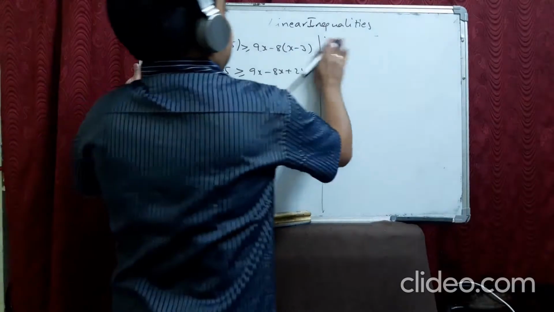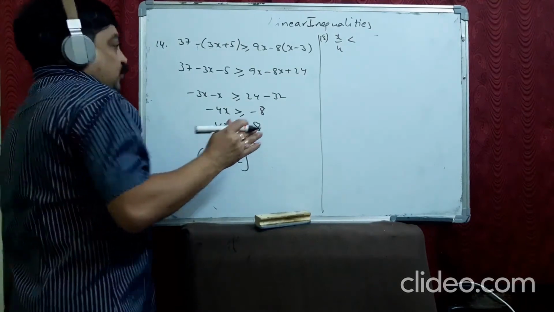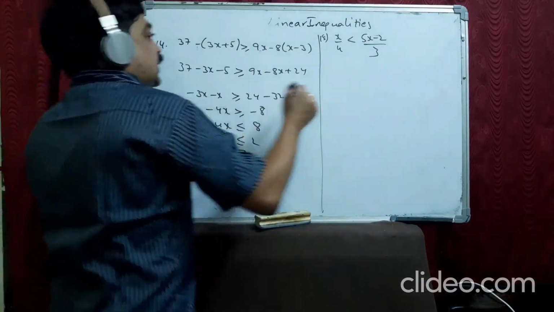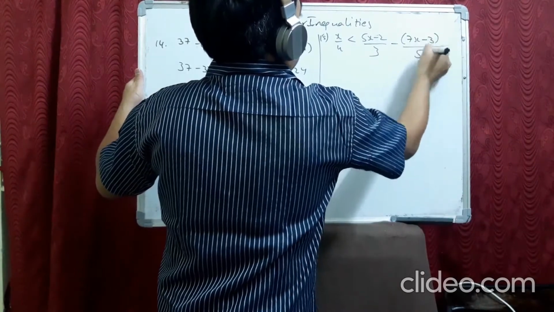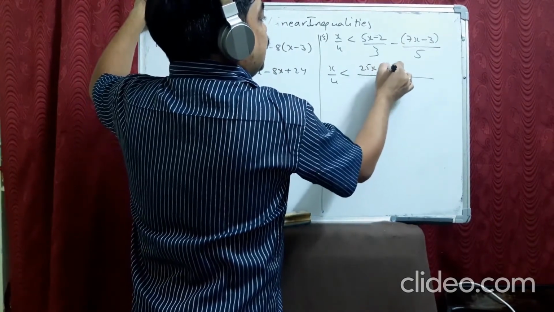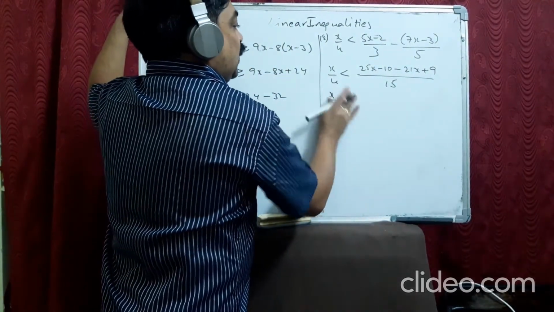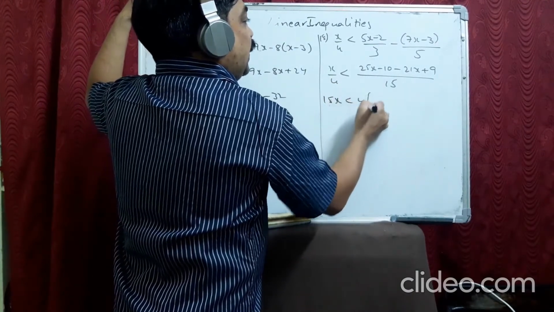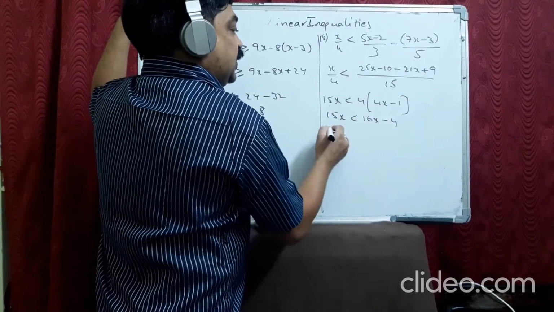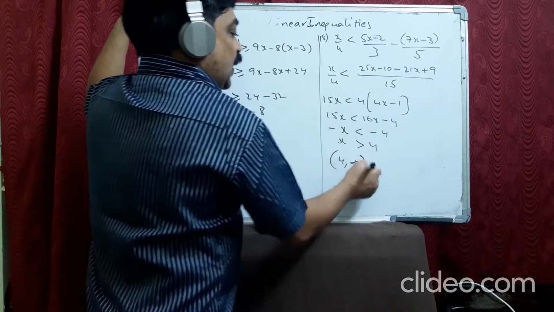x by 4 less than 5x minus 2 by 3 minus 7x minus 3 by 5. Now x by 4 less than, LCM we take here 15. 5 will go 25x minus 10. 3 will go here 21x plus 9. Now x by 4 less than, or otherwise cross multiply at a time. 15x less than 4 into 4x minus 1. So 15x less than 16x minus 4. Bring it here. Minus x less than minus 4. x is greater than 4. So answer will be from 4 to infinity open.